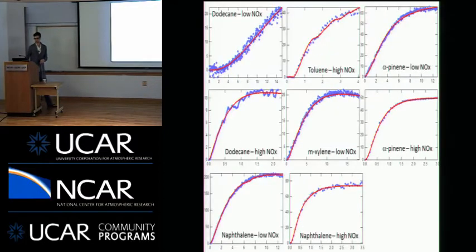Just to give you a sense of how well we can do using this same general model for a bunch of different systems, here's a variety of different conditions. We have dodecane high and low NOx. We have naphthalene, xylene, toluene, alpha-pinene under high and low. We can use this model generally to fit our data fairly robustly and try to learn something about all these different systems.